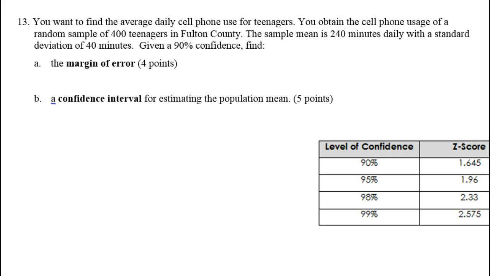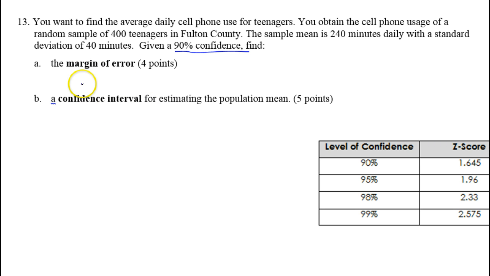Anyway, I'm talking too much. I just need to do the problem, don't I? So, you want to find the average daily cell phone use for teenagers. You obtain the cell phone usage of a random sample of 400 teenagers in Fulton County. The sample mean is 240 minutes daily with a standard deviation of 40 minutes. Given a 90% confidence, find the margin of error and the confidence interval.